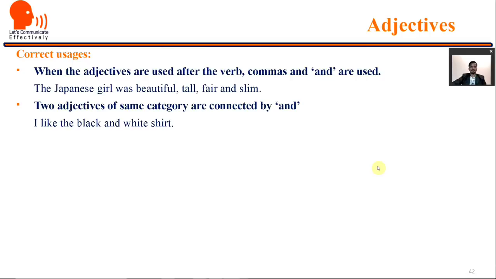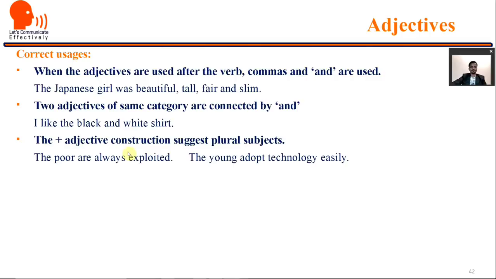Second, 2 adjectives of the same category are connected by 'and'. Like, I like the black and white shirt. Right? So as it has come after the verb like, you will say that let us add the commas: I like the black, and the white shirt. No. If two adjectives of the same category, here black and white, belong to color as a category, we need not use a comma. We can connect them with 'and'. If they come somewhere else, if they are from the same category, then we can use 'and' in between instead of comma.